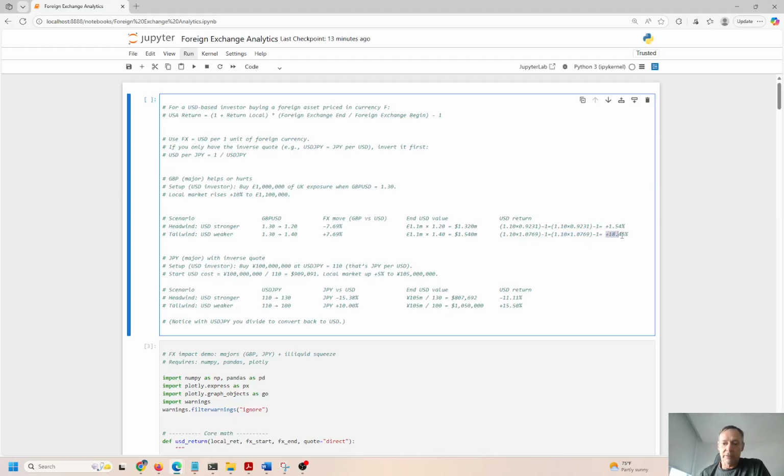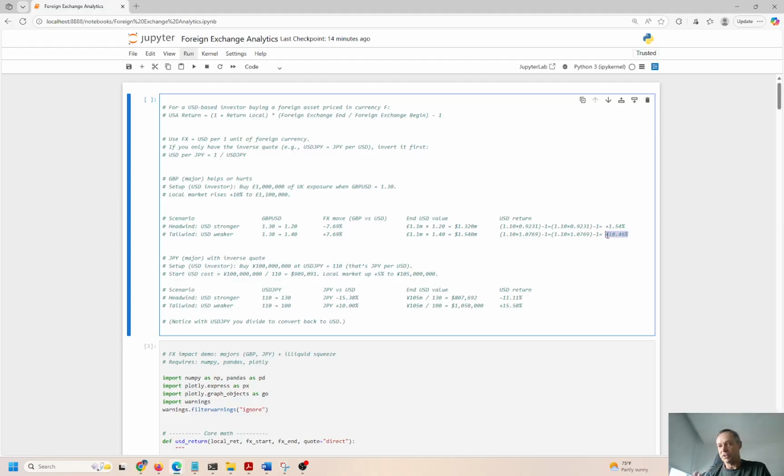1.769. So now you actually have a higher return, right? So we went from 1.54% profit up to 18% profit. So that's why this kind of gets a little bit tricky, but you have to think about it. If your investment is appreciating, that's good for you. If your currency is depreciating, then that's bad for you. If they both appreciate, that's the best case scenario.